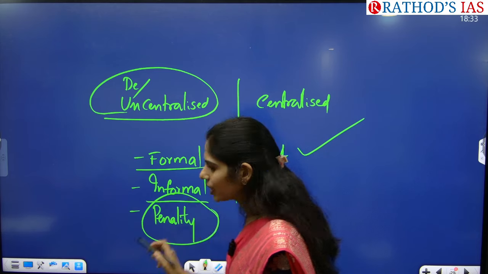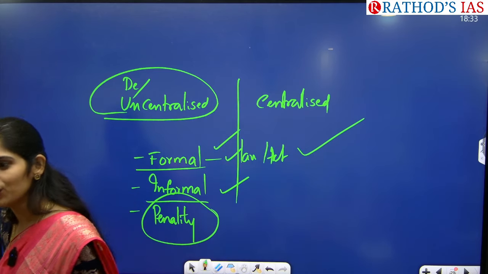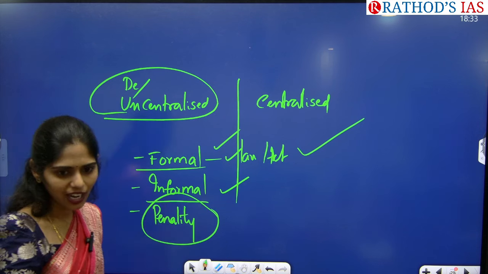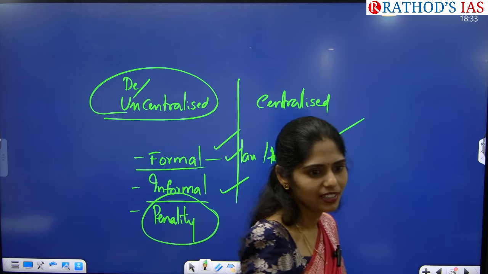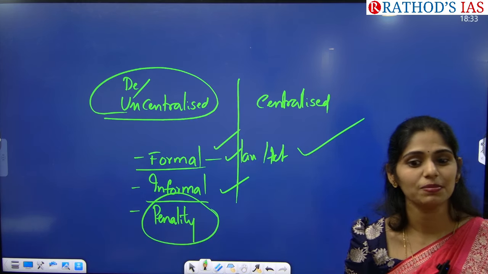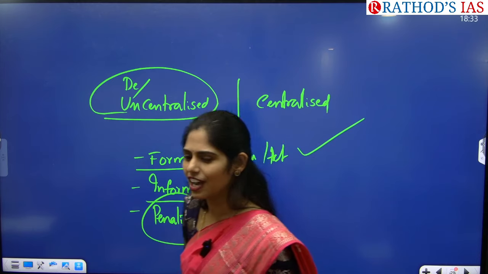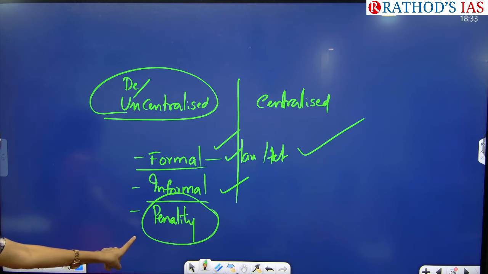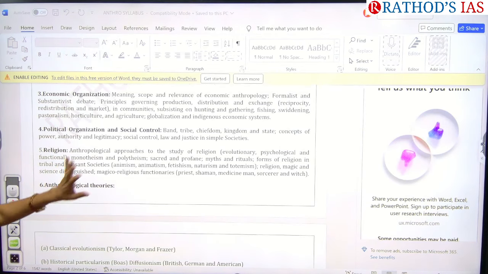Penalty means we are giving awards and rewards. If they are doing according to the norms of society, he will get awards. If he is doing something against, there will be punishment. You know, punishments in tribal society are very harsh if there is no social control. That we will see as case studies, how the punishments are in different tribal societies. I will be showing videos as well as images. So this is entirely about your political organization.